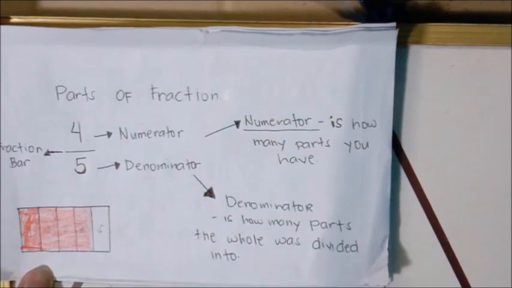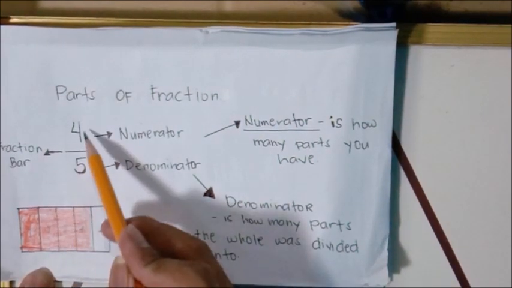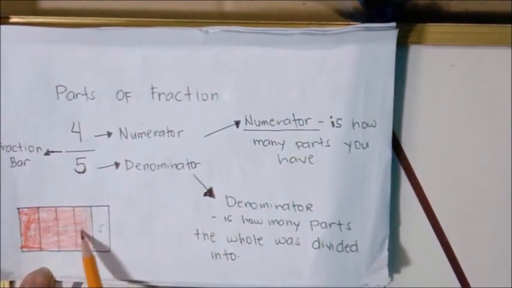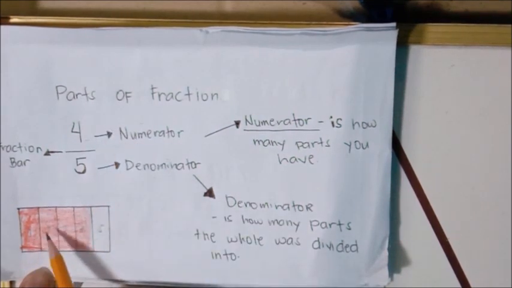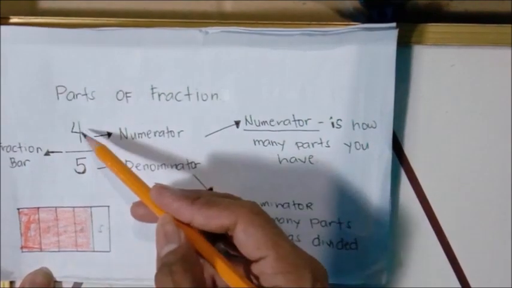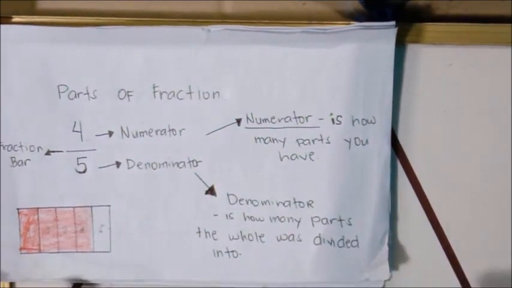It's called the denominator. And then our fraction is 4 over 5. 1, 2, 3, 4. And then the whole is divided into 5: 1, 2, 3, 4, 5. So our fraction is 4 over 5.